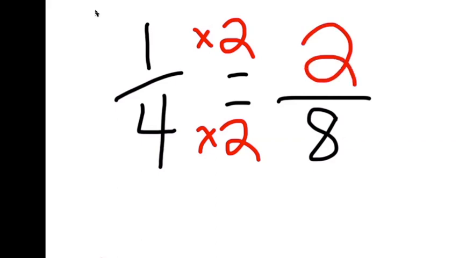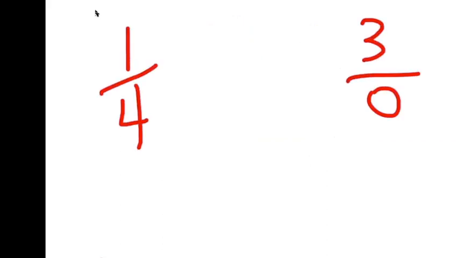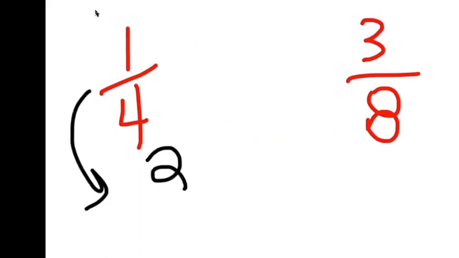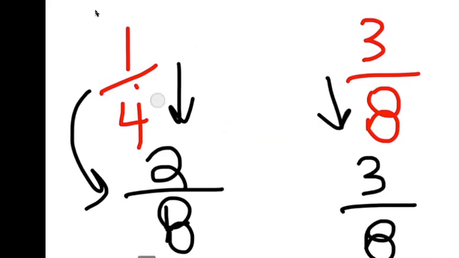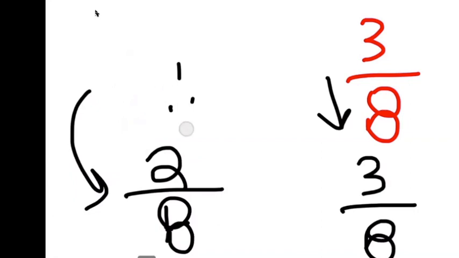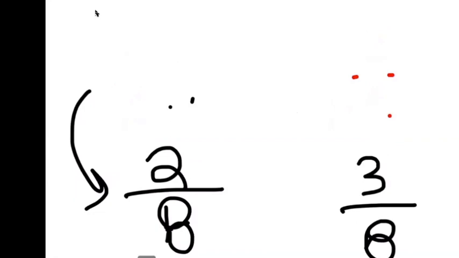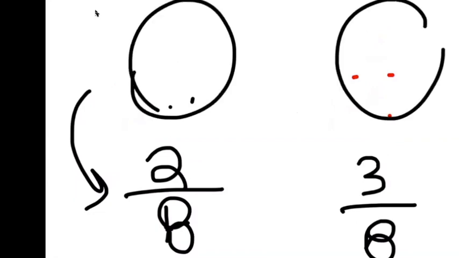Okay, now I'm going to go back to my original question. I had 1/4 and 3/8. I knew once I changed this into eighths, I had 2/8. Now this is simple for me because I know if I had a circle drawing of this and a circle drawing of this, let's see what those would look like. Okay, so here's my circle, here's my circle.